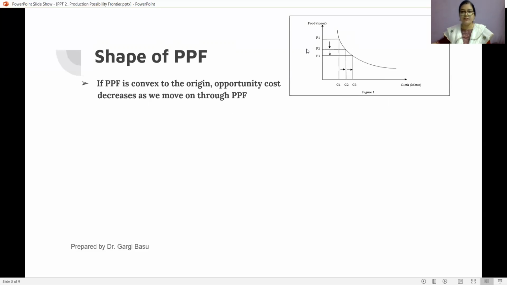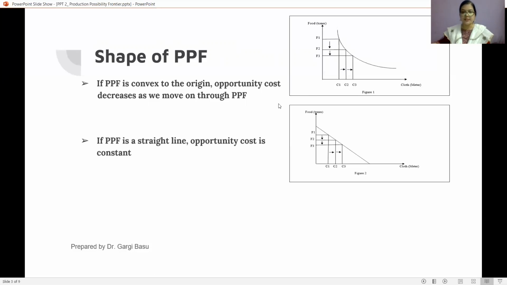For example, if we calculate F1 minus F2, and if we take del F here, that means the gap between F1 and F2, then we will get the slope here. Now, if we reduce the food production from F2 to F3, then cloth production will increase from C2 to C3. If we consider this situation, we will see that opportunity cost will not at all increase. It will in fact decrease as we move along this curve. So, the production possibility curve cannot be convex to the origin.